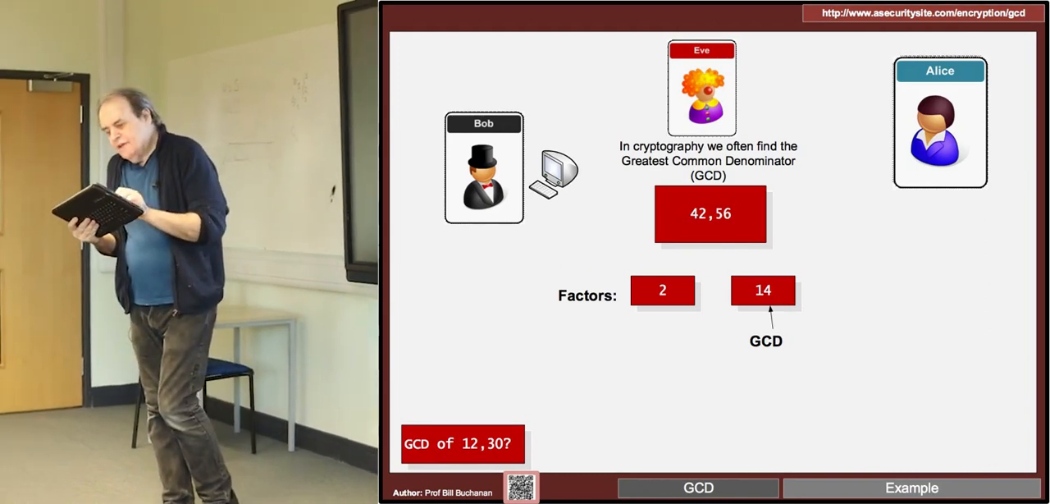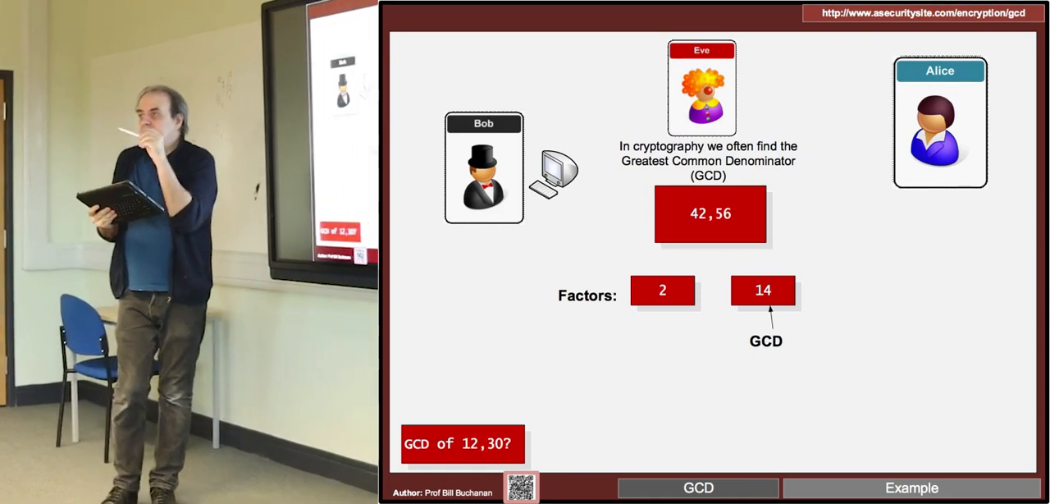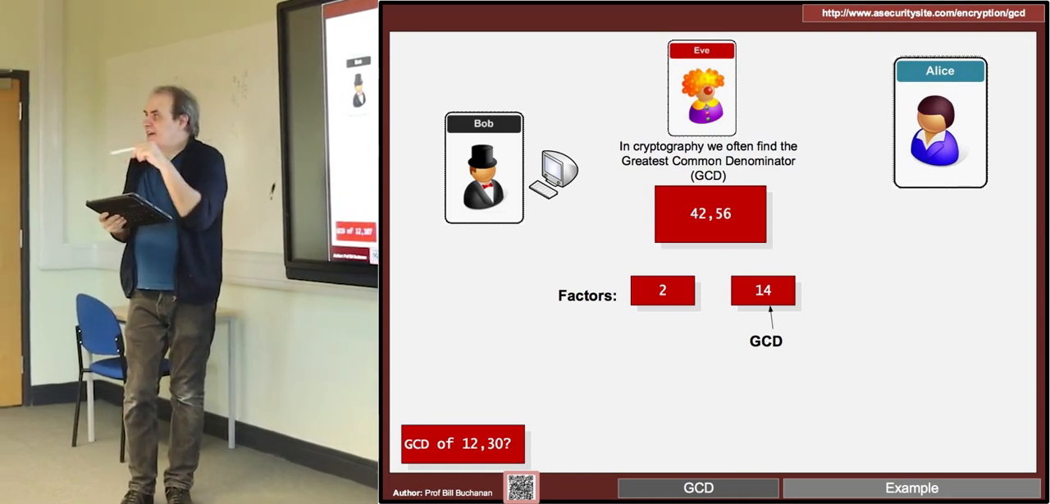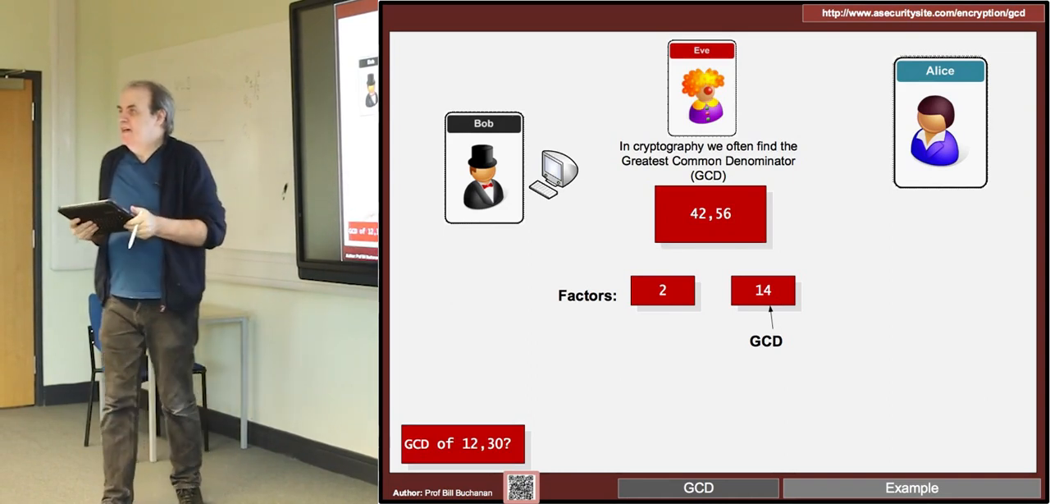Another little thing that we'll look at is what's called the greatest common denominator. The greatest common denominator is the largest value that can divide into two numbers. In this case, what's the greatest common denominator between 12 and 30?